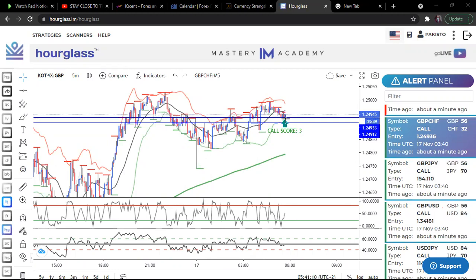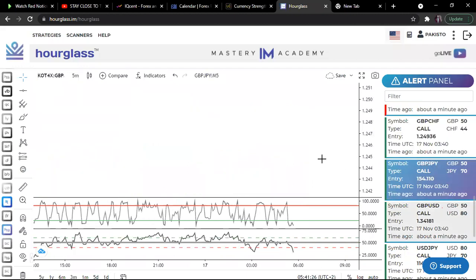Look at this massive push, ladies and gentlemen. Look at this massive push in GBP-CHF. Are you guys looking at that? That was a huge spike to the upside.